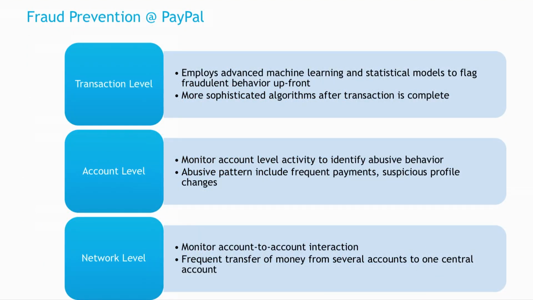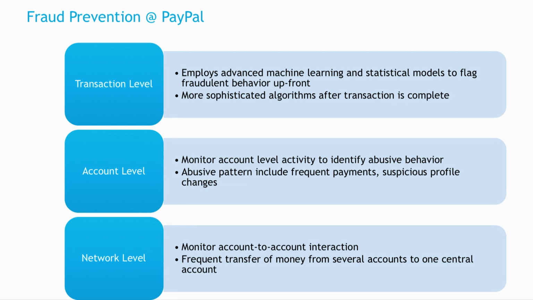So we detect frauds at 3 levels. Essentially, at the transaction level, we want to capture a bad transaction before it even goes through. That's where we employ advanced machine learning techniques, but we are also constrained by the SLA. We don't want to push away our good customers by having a higher SLA. So we have more sophisticated models after the transaction goes through as well.